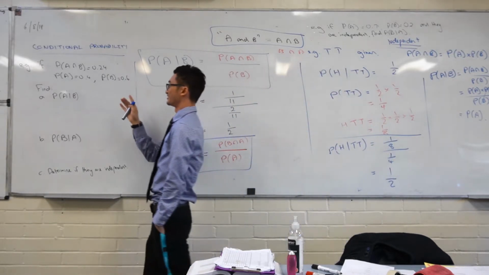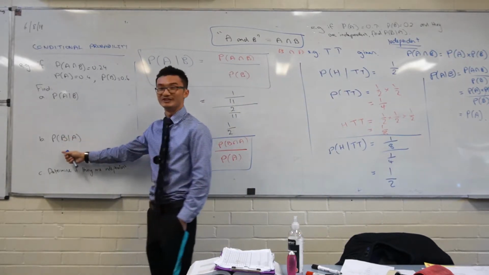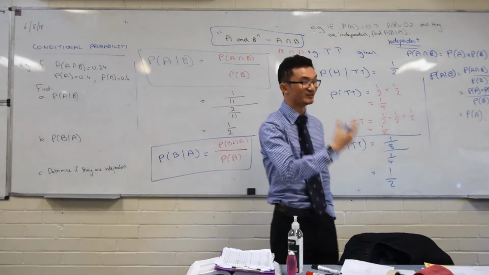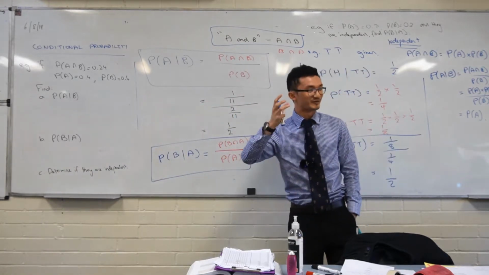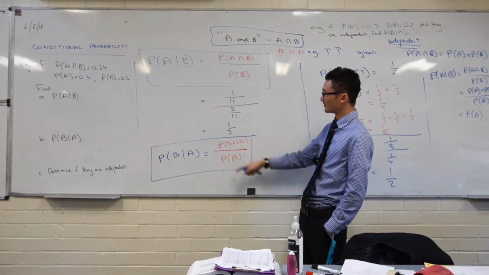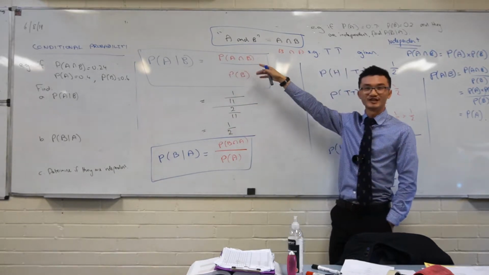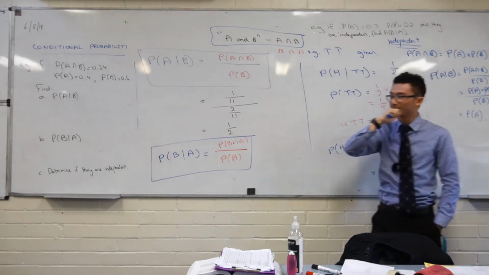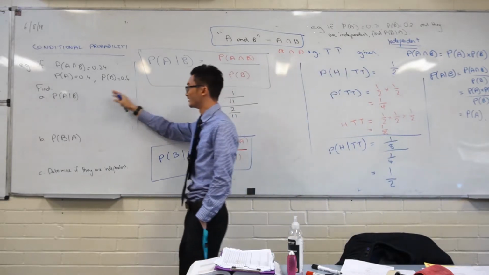Another thing to note is that A given B and B given A are not the same, even though they look quite similar. We saw that with the Venn diagram example. You actually see that very clearly with this definition, right? Although the numerator is the same, we've got denominators that are different. Okay, so let's think about that as we're answering these.